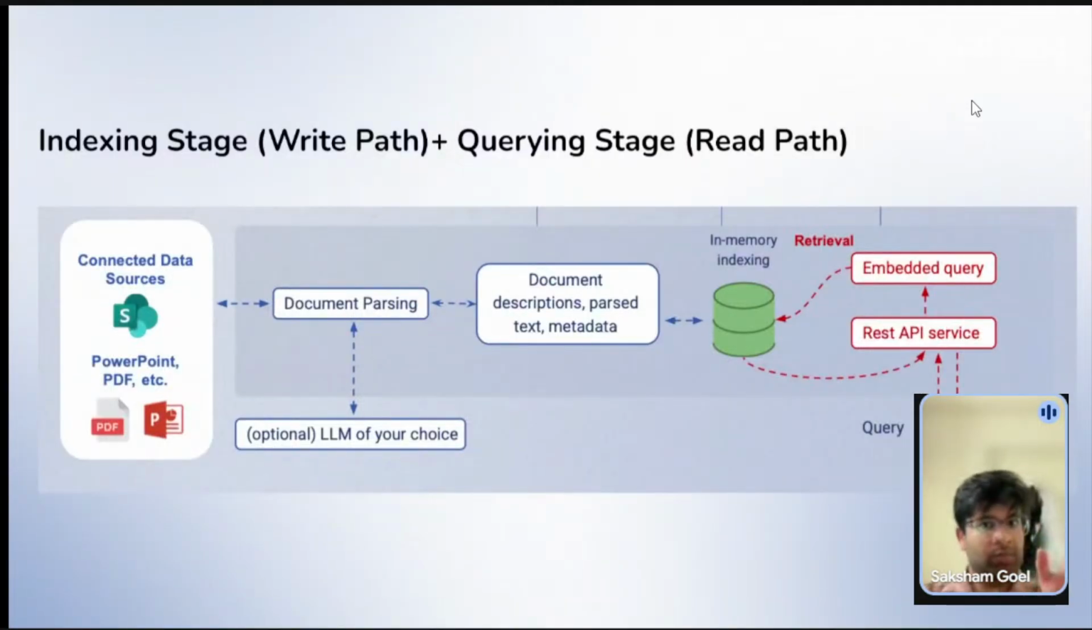All right. So this is the heart of a real-time RAG pipeline. Obviously, on the left-hand side are the data sources. Let's break it down. One is the write path, one is the read path.